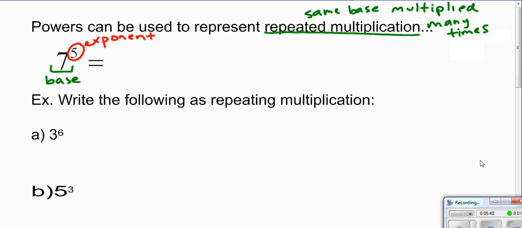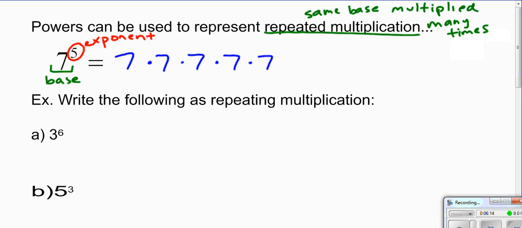So this is not telling us to go 7 times 5. If we wanted to say 7 times 5, that is how we would write it. This is saying we are going 7 times 7 times 7 times 7 times 7, 1, 2, 3, 4, 5 times.